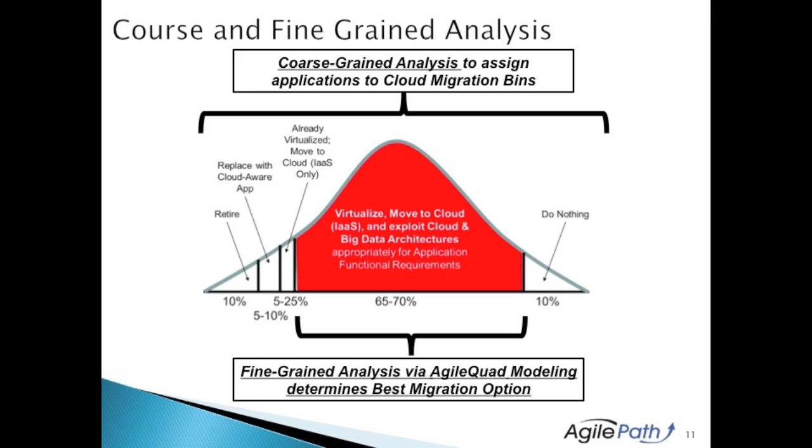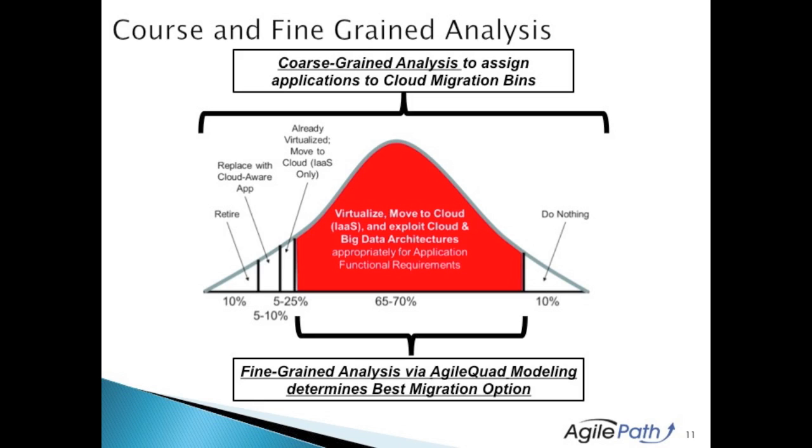And it's really aimed at identifying some low-hanging fruit, things that can migrate easily into a cloud environment. And for those things, primarily in the dangerous middle, the analysis is really more fine-grained. It's not obvious in doing a cursory look at the application as to what the appropriate course of action should be. So you need to dive in and do a fine-grained analysis. And for that, we've developed what we call an AgileQuad modeling technique, which helps in that decision-making process to determine the best course of action.